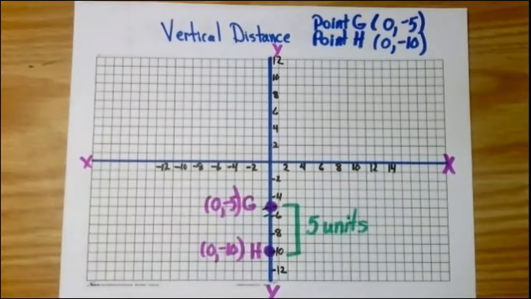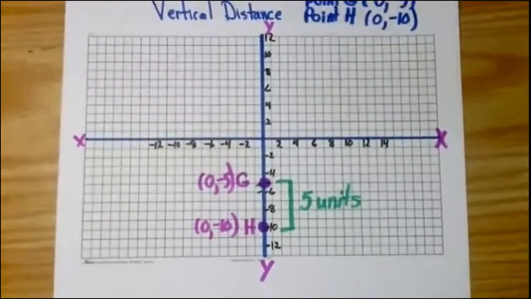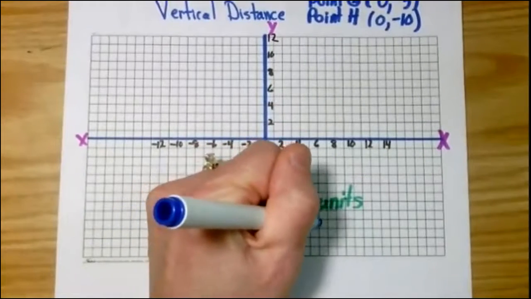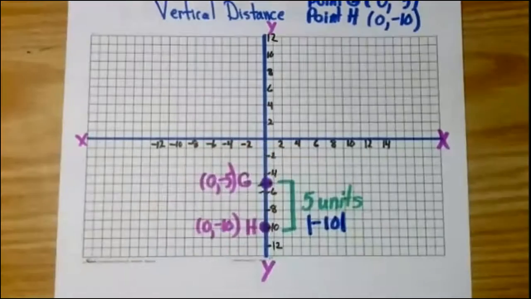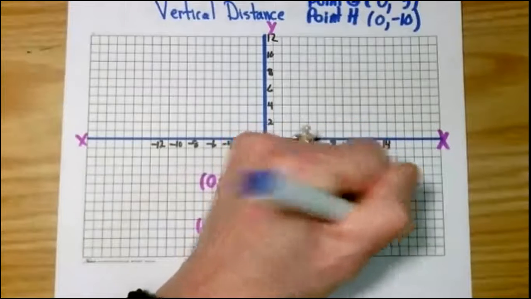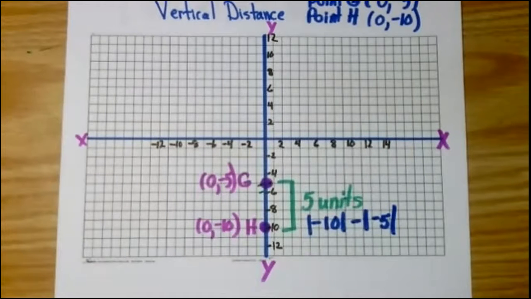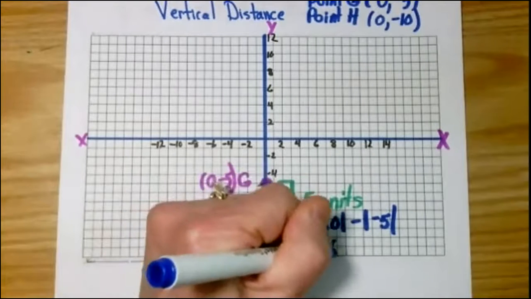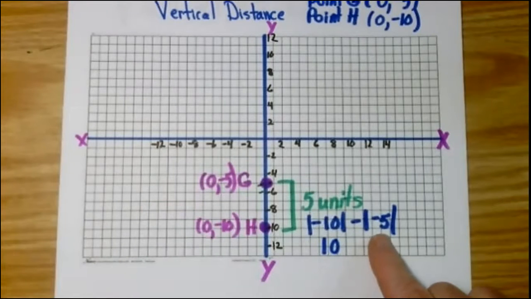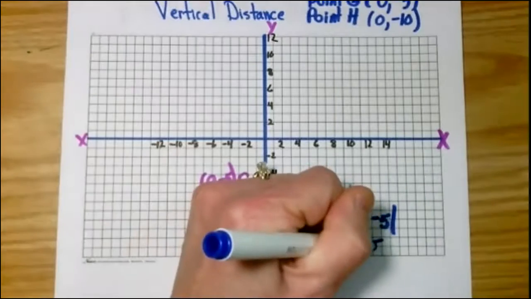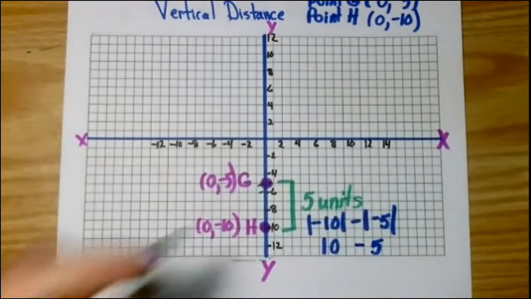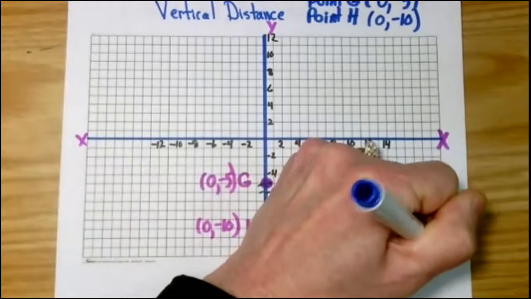So what we did is take the absolute value. This is what we did mathematically. We took the absolute value of -10 and we subtracted it from the absolute value of -5. Do you remember all that stuff with absolute value we did at the beginning of the year? The absolute value of a negative number is always going to be a positive number. So it's 10 minus 5, or 5 units. And that's what we got when we counted.